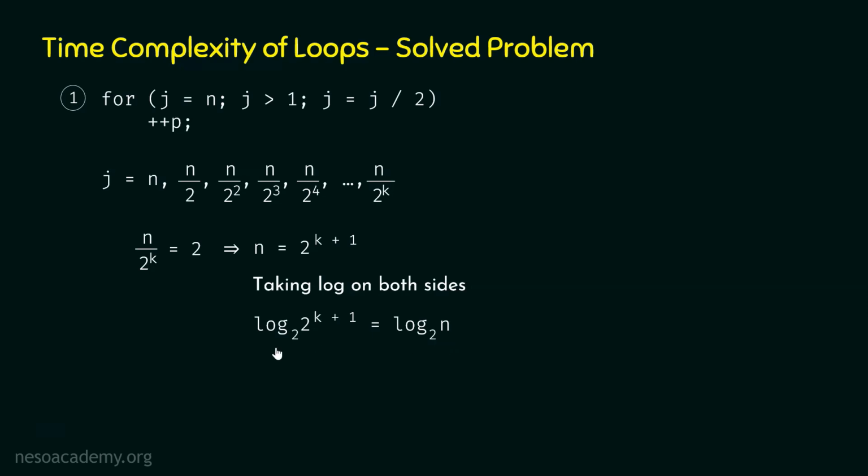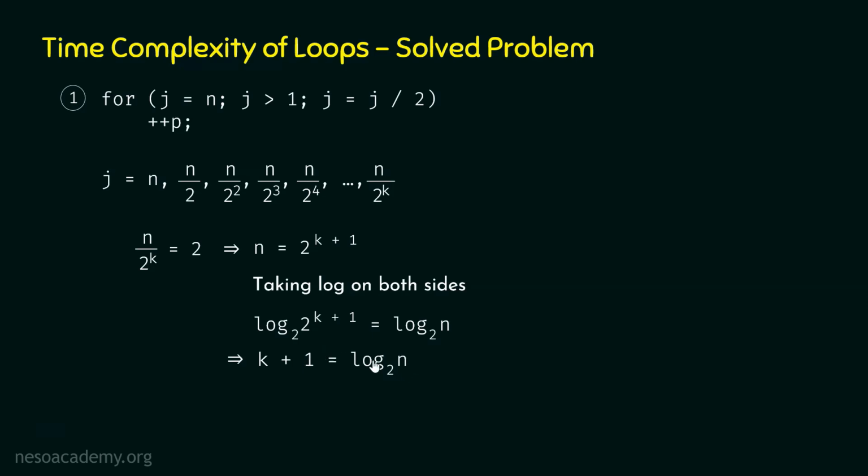We know the property of logarithm. Log a power b base c is same as b times log a base c. So log 2 power k plus 1 base 2 is same as k plus 1 times log 2 base 2. What is log 2 base 2? Log 2 base 2 is 1. So we will get k plus 1 times 1, which is equal to k plus 1. So LHS is k plus 1. What about RHS? RHS is log n base 2. So the new equation is k plus 1 equal to log n base 2.